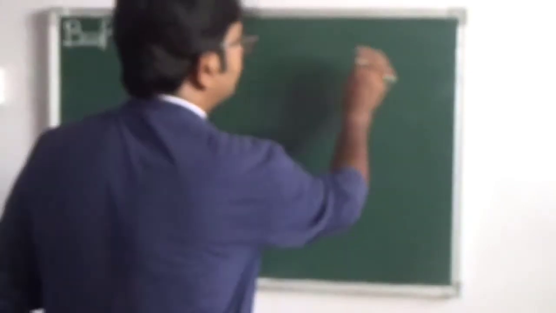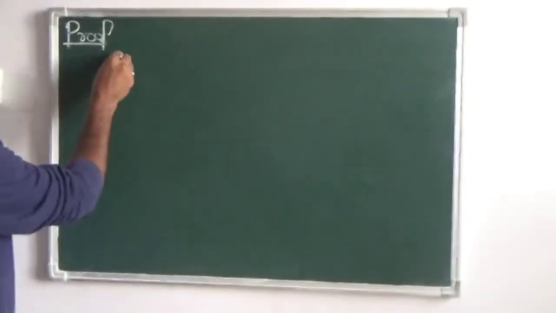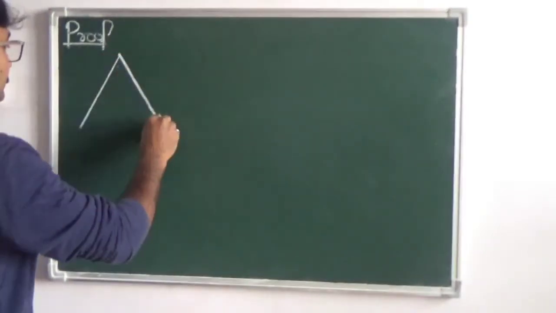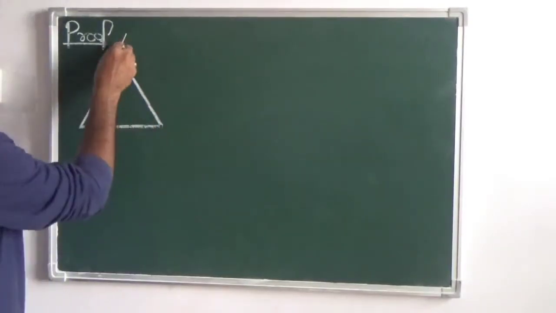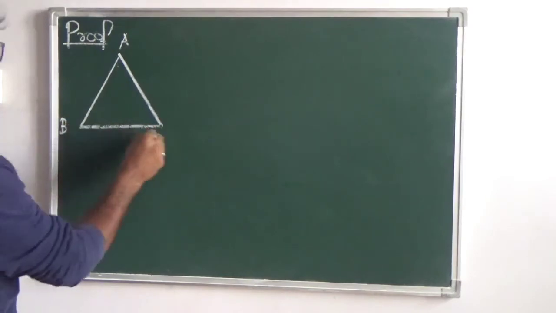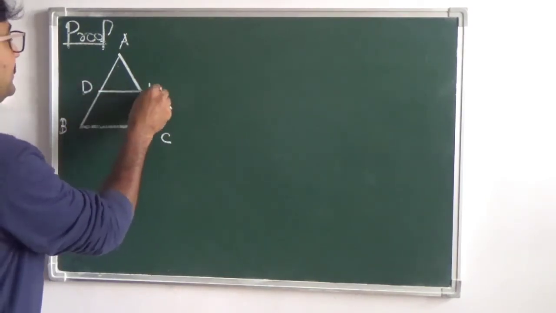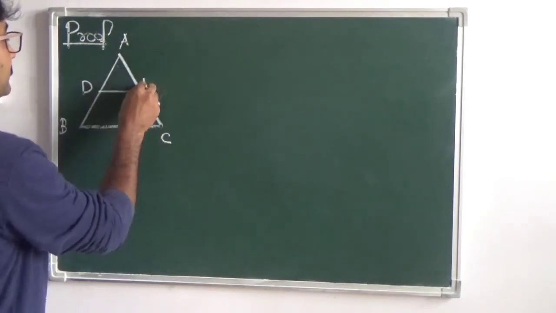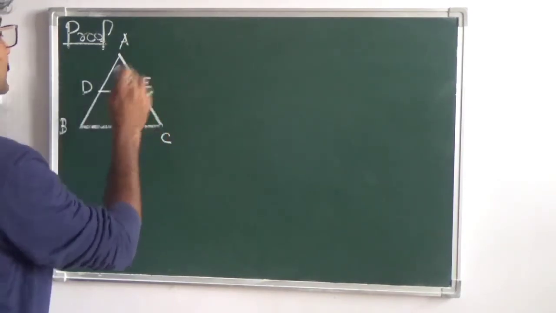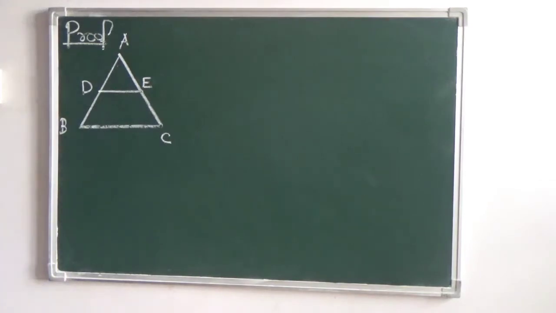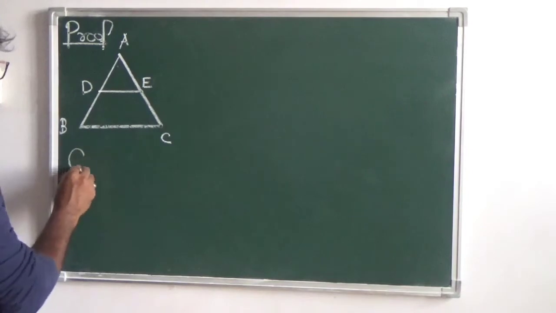So proof. Let us draw the diagram first. ABC. This is D and this is E. So this is the triangle ABC where D and E are the midpoints of the sides. So what is given, first you note down.